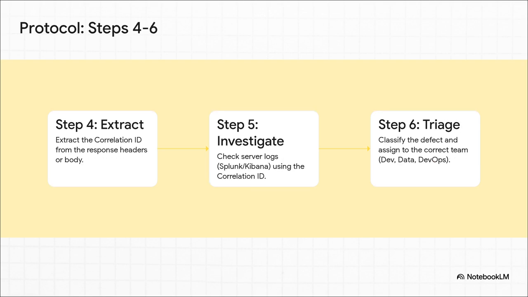All right, now the investigation pivots from your machine to their servers. Step 4, extract the golden ticket, that correlation ID from the headers you just logged. Step 5 is the moment of truth. You take that ID, you jump into Splunk or Kibana, and you search.